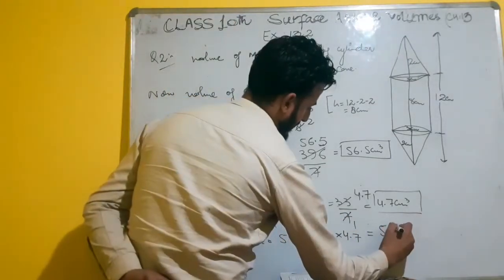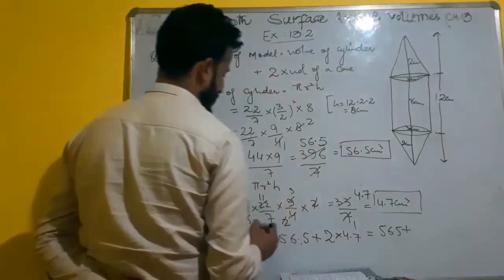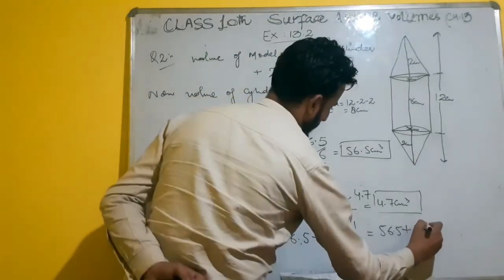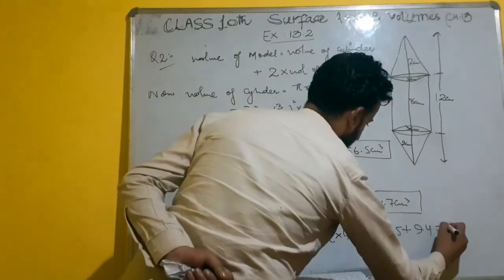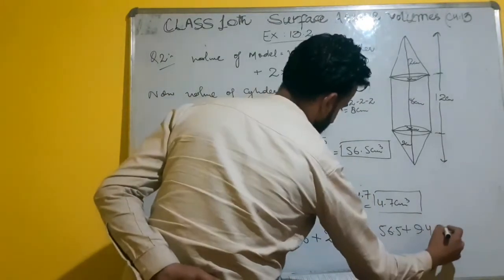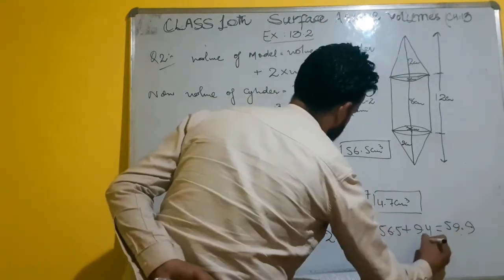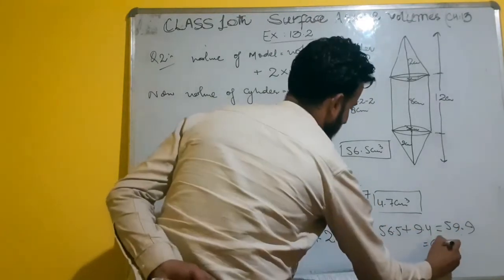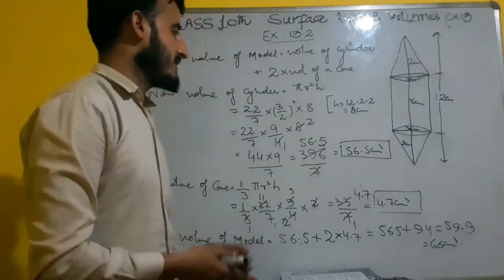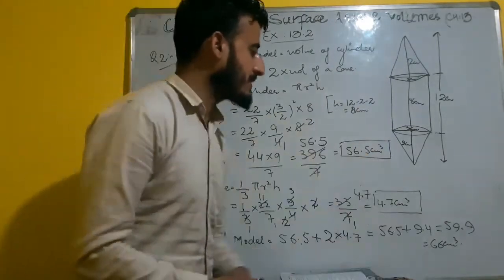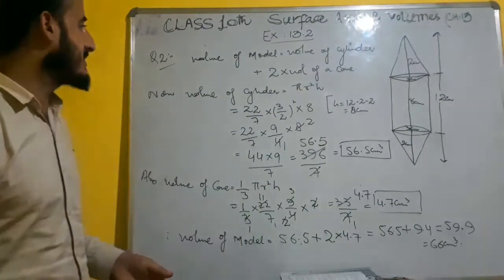That will be equal to 56.5 plus 4.7 into 2 is 9.4. 9.4, it will become 59. So it is actually 59.9, that is approximately 66 centimeter cube. So this is the volume of the total model. यही मॉडल का वॉल्यूम होगा, that is equal to 59.9, and approximately 66 centimeter cube.